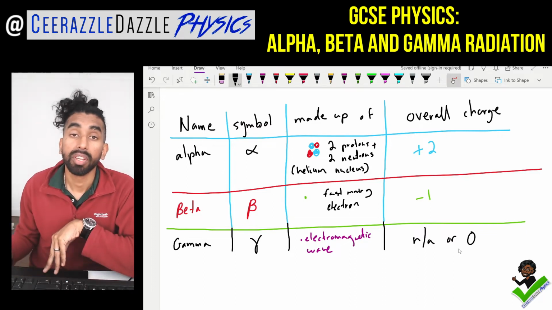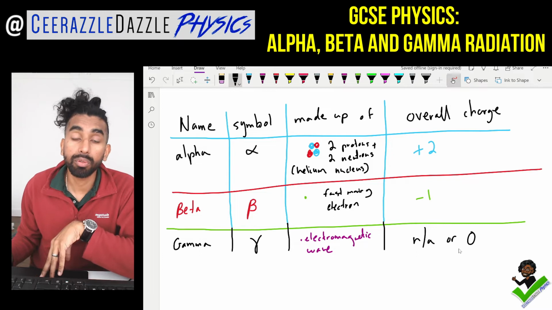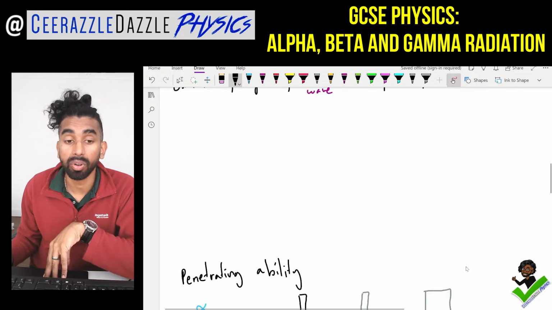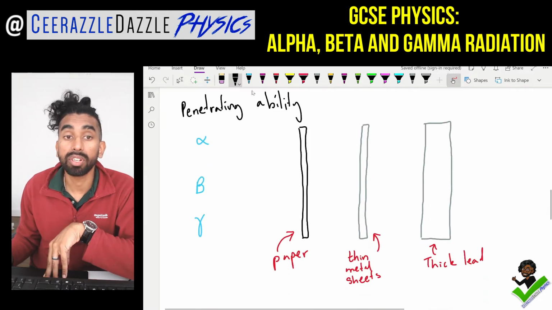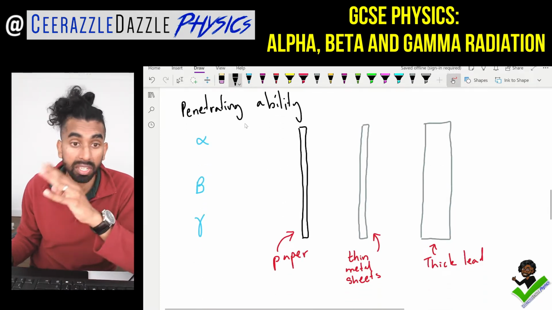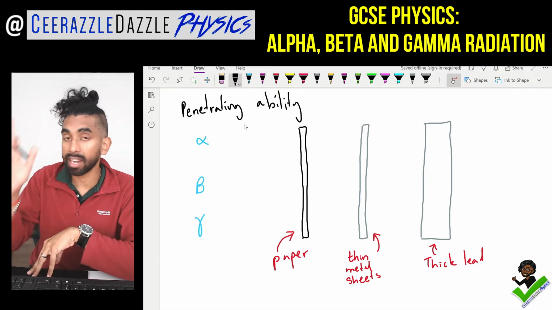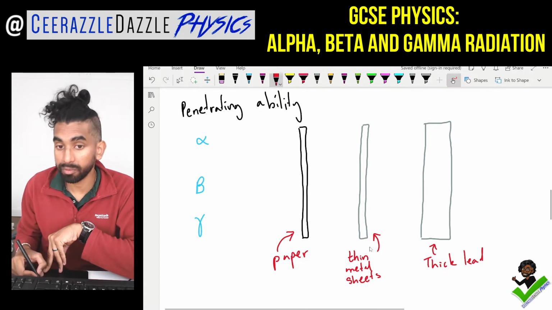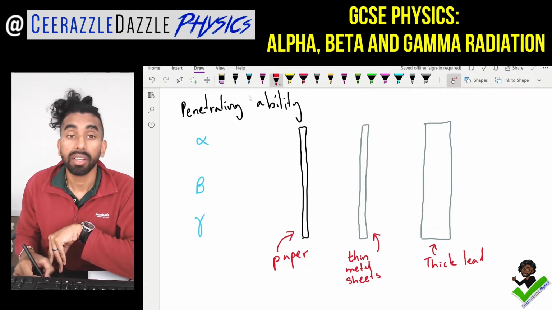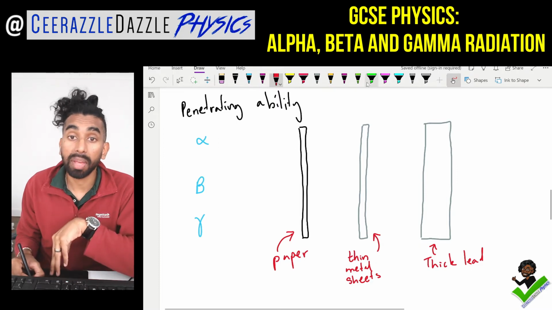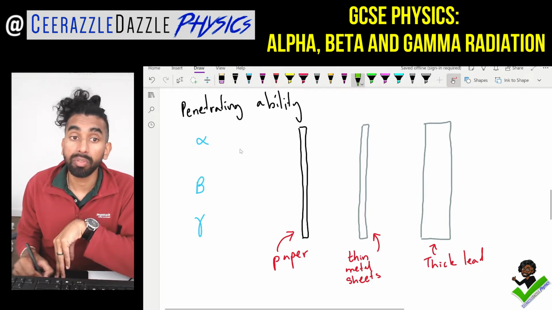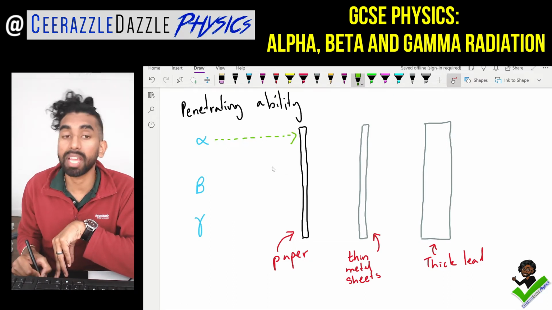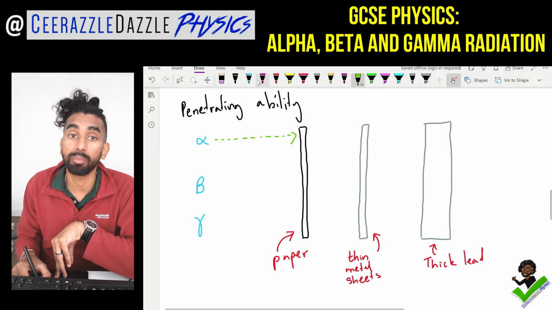Okay, so now we're going to talk about the penetrating ability of all three of them. Let's scroll down and learn a bit more. Here I've got a diagram, and as you can see I've got alpha, beta, and gamma radiation on the one side, and I've put three materials in front of it: paper, then thin metal sheets, and then thick lead. If we fire all of them at each one of them, we will notice that the alpha will travel across, but gets stopped at paper. So alpha cannot penetrate through paper.